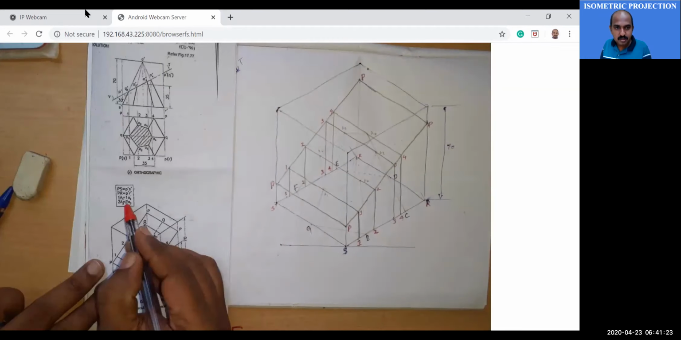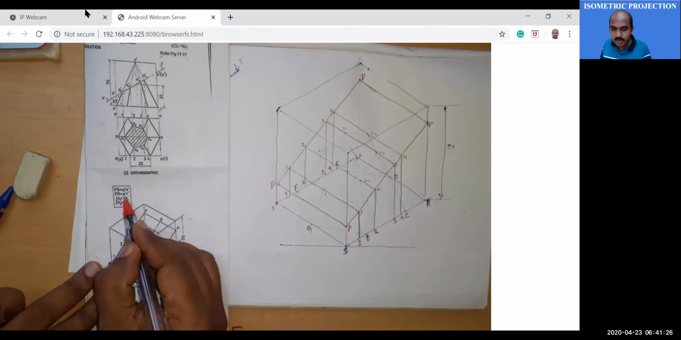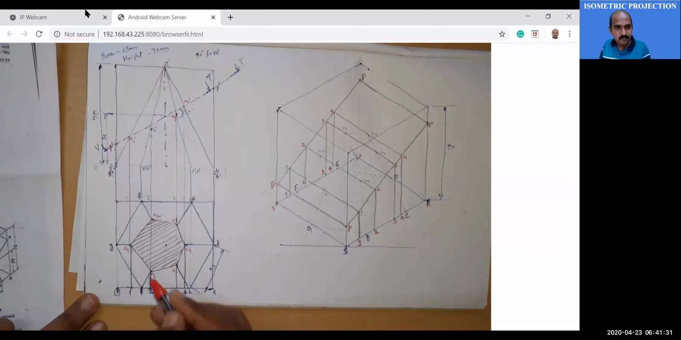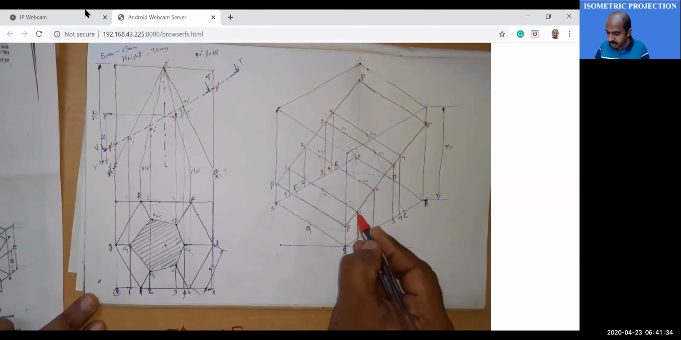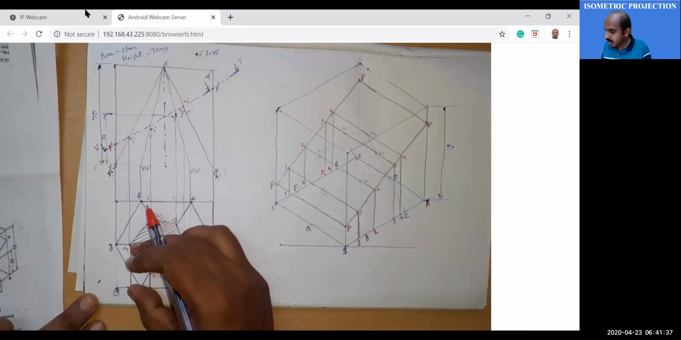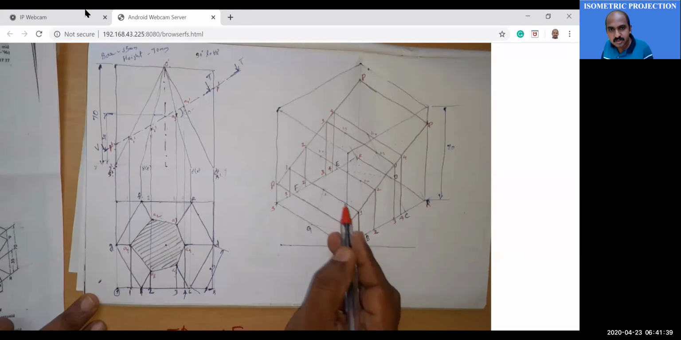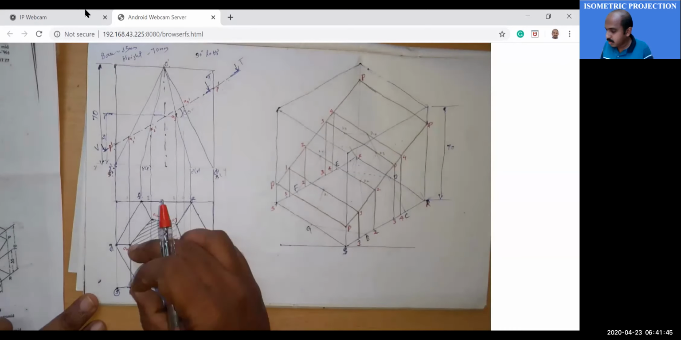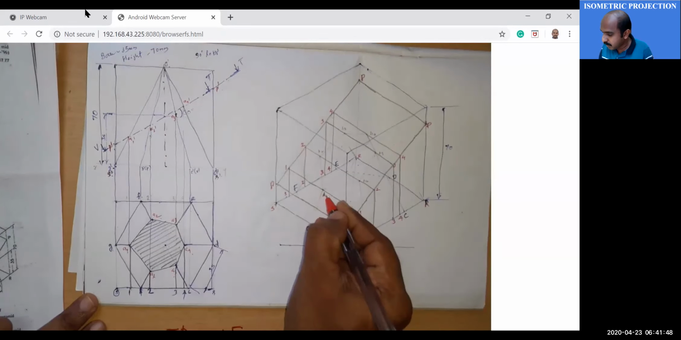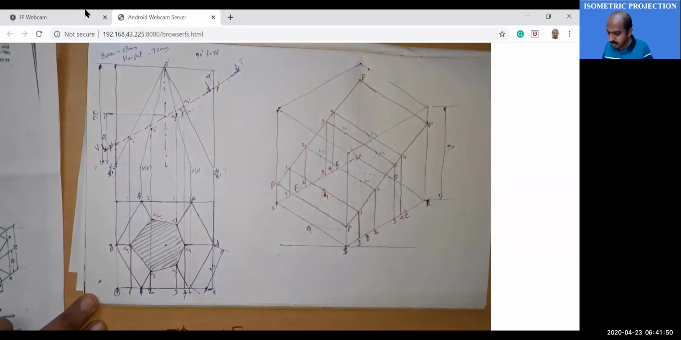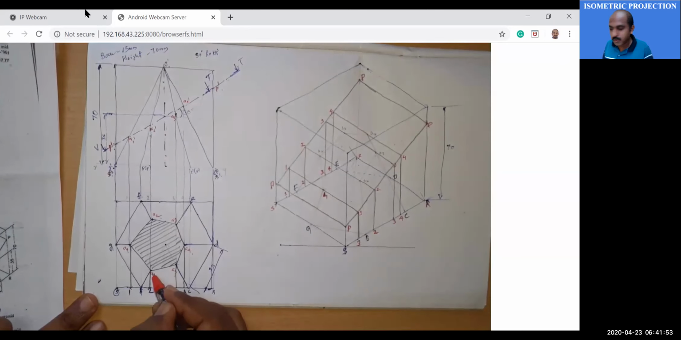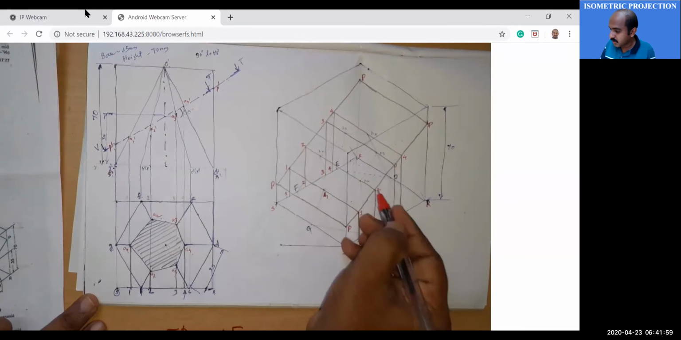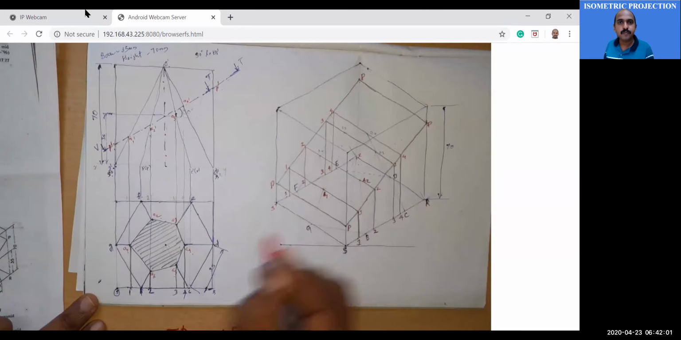1 to A1 is equal to 1 to A1 in the top view. So from 1, you measure this 1 to small a1, and on this line you transfer that distance. So you mark it here. This is the point, capital A1. Then you measure 2 to A2. You measure this distance 2 to A2 and transfer it on that line. This is your A2.